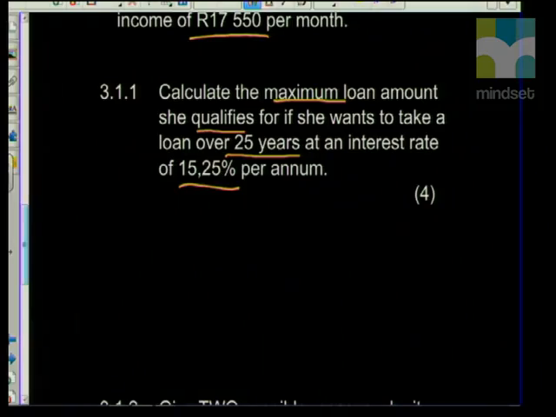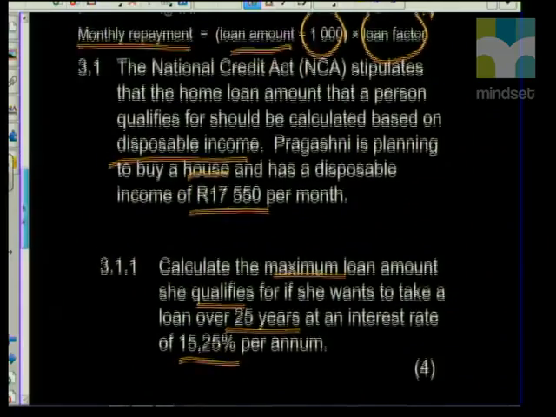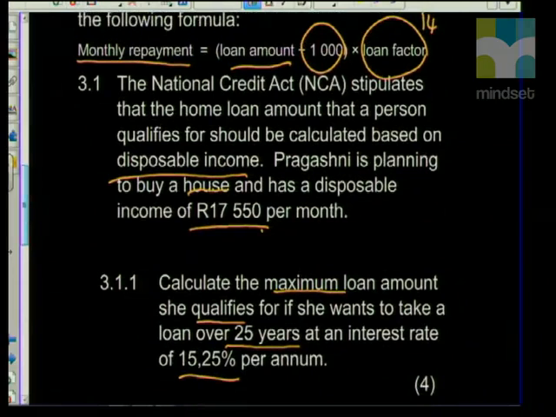So very carefully, what we're going to do is say from the equation, there's the loan amount that we're wanting. Loan amount divided by 1,000 multiplied by the loan factor will give me my monthly repayment. Now, what we're asking is what is the maximum that she's allowed? Her repayment amount is based on her disposable income. So we know what she could get if it was a maximum. So we know that that's the 17.